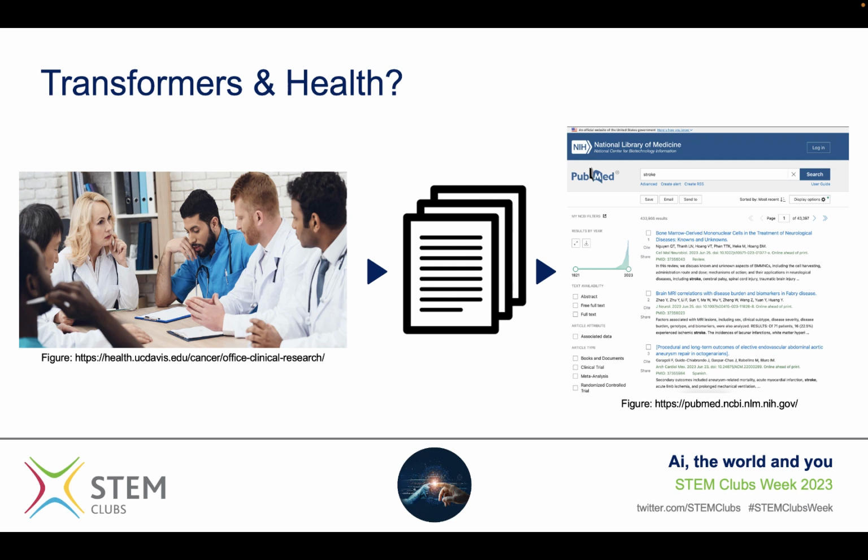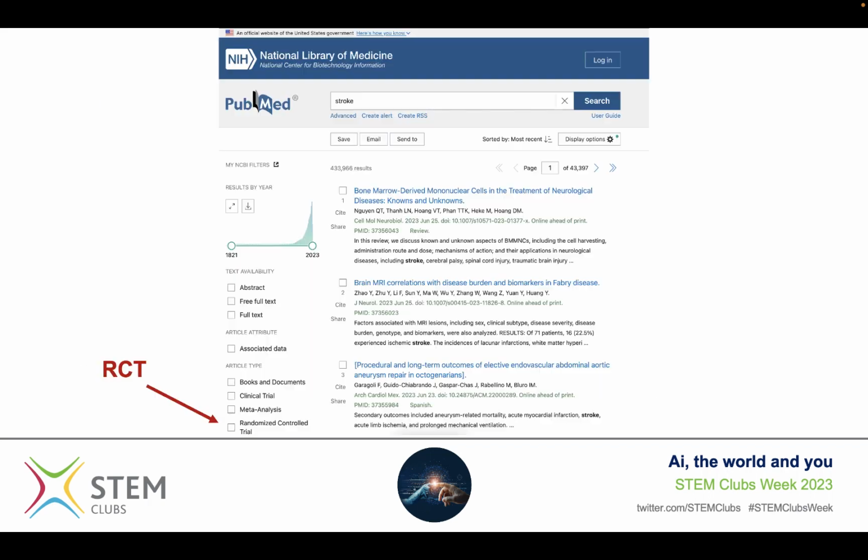So on the right, you see here PubMed. PubMed is a public database for medical studies. And here we see a search result for strokes. So you see the beginning of a lot of studies listed that look into stroke research. If you took a closer look at this search, you may find on the left-hand side there's a little tick box for, for example, clinical trials, or for books and documents, or for randomized controlled trials.